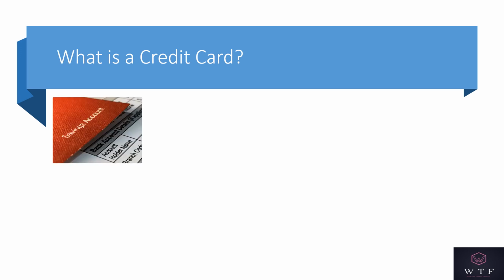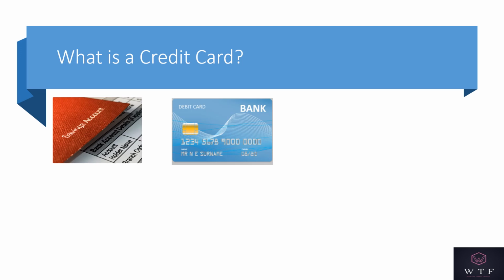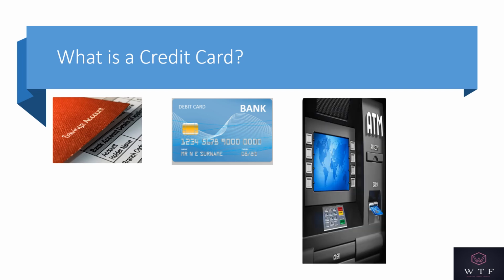So friends, in this video, we'll try to understand what is a credit card. Whenever we have a savings account or a current account with any bank, that bank generally issues us a card which is called a debit card. If you go to any ATM using that debit card, you can only swipe or withdraw the limit that is there in your bank account.